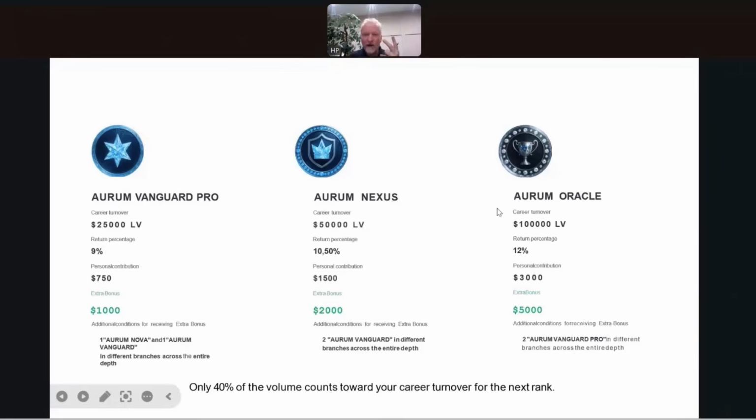That's good. To go to Oracle, you still only need 2 legs. But both of those legs, somewhere on them, have got to have a Vanguard Pro. Maybe it's somebody you introduced, or maybe somebody way down here that went Vanguard Pro. But as long as there's 2 Vanguard Pros and you have the volume, the legacy volume is 100,000 there, you go Oracle.